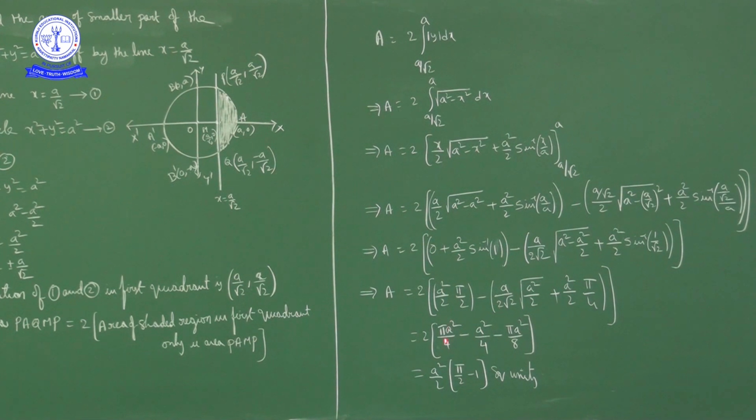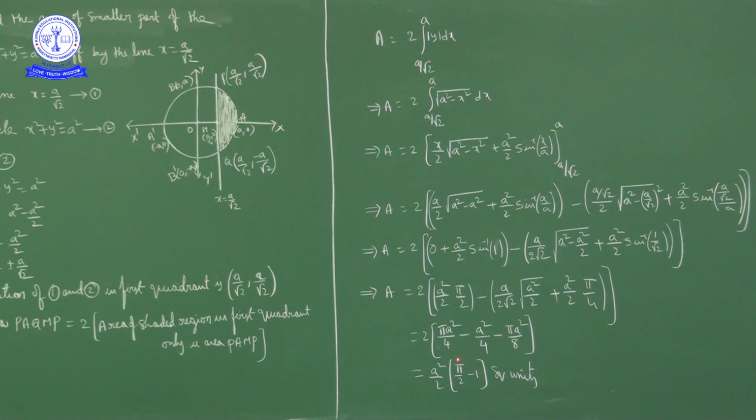Now if you observe, in each term we have a square by 4, a square by 4, a square by 4. So a square by 4 I will write outside. So a square by 4 into 2, here pi minus pi a square by 8. A square by 4 has already come outside, we have pi by 2.